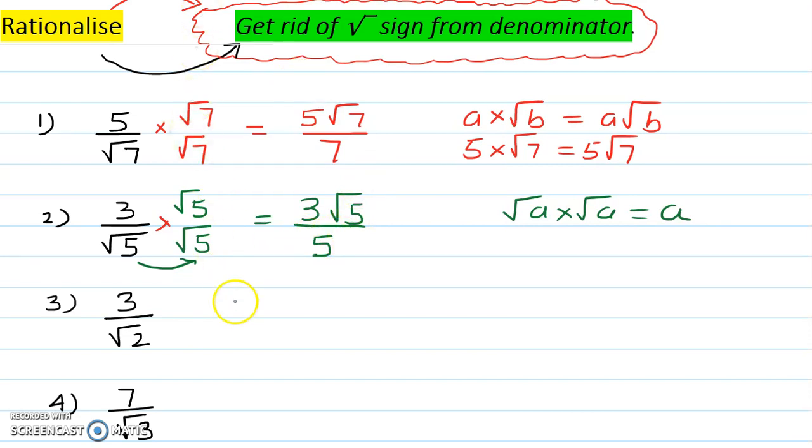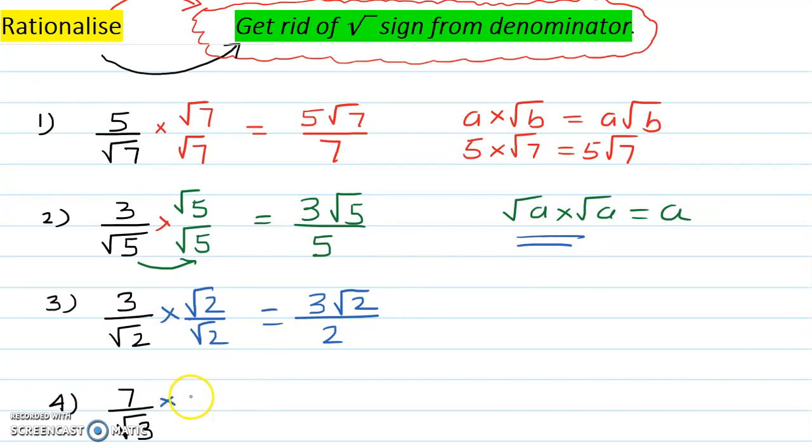Now let's go for another one. It is 3 over root 2. So we need to times by root 2 in the numerator and root 2 in the denominator. So 3 times root 2 is 3 root 2, and root 2 times root 2 becomes 2, by this rule. Now 7 over root 3, by which number will we multiply? Yes, you are guessing right. It will be root 3 and root 3. So 7 times root 3, and root 3 times root 3 is 3. This is the way you can do it.